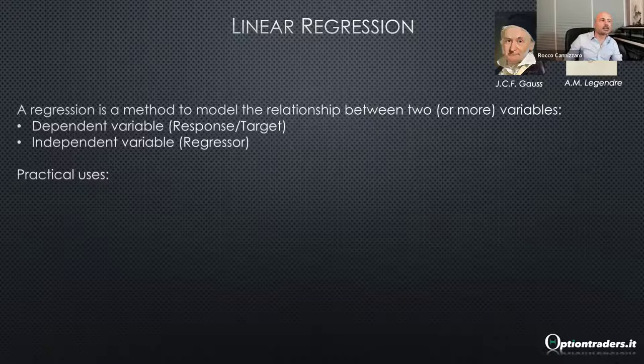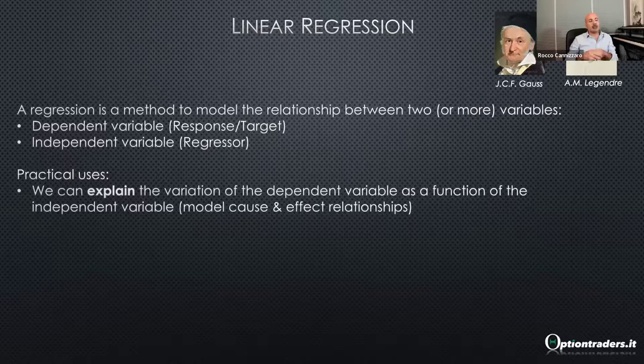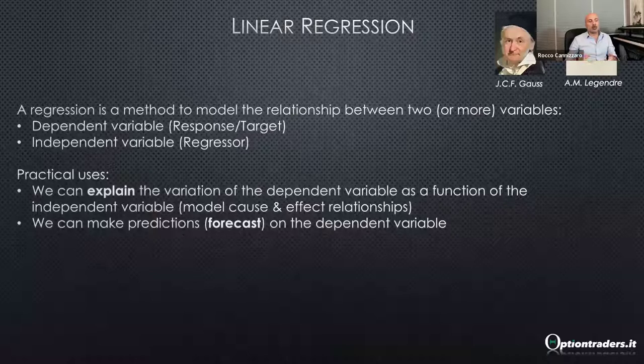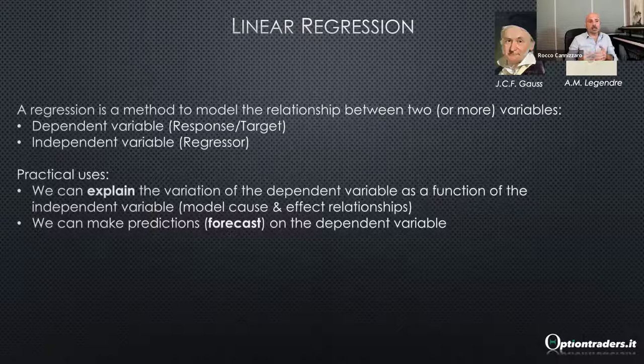So what are the practical use cases of this? Essentially, we can use it to explain the variation of the response variable with respect to the independent variable, so it can help us understand the cause and effect relationship between these variables. Another use case is that we can make predictions: if we build a model, we can use it to forecast what might happen when there's a change in the independent variable. The reason I put the pictures of Gauss and Legendre on the top right is that these are the two who basically formalized the concept of linear regression.